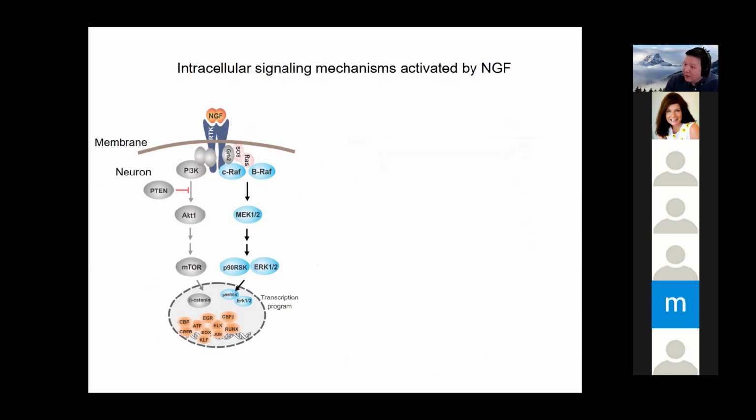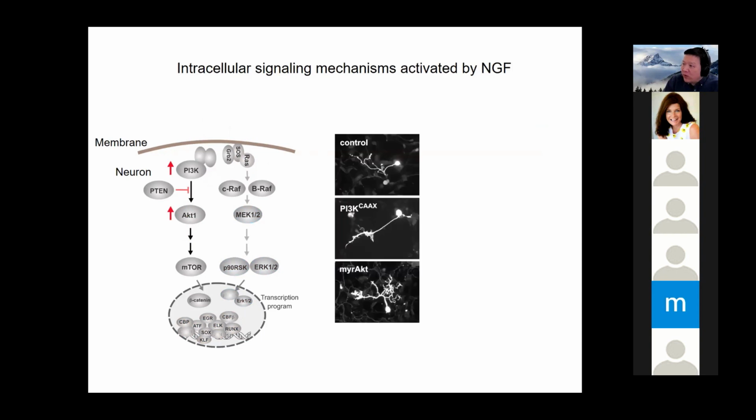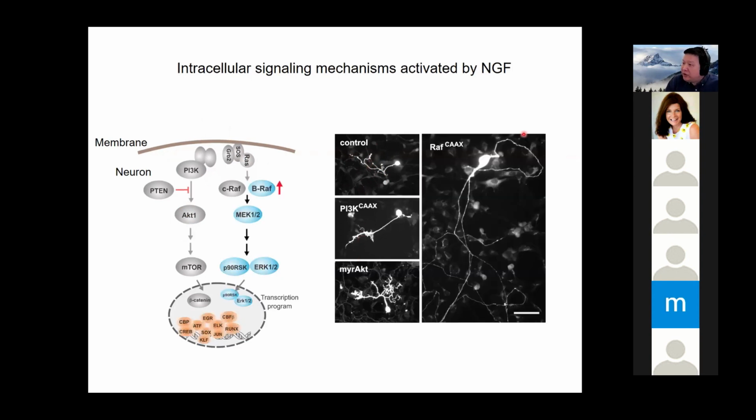So we ask, which of these molecules drive the axon growth? In a petri dish, when we activate PI3K and AKT in DRG neurons without NGF, axon elongation remains unaffected compared to the control neurons, as you can see here. In contrast, activation of the BRAF protein by itself could completely mimic the axon growth effect of the NGF. Here you can see the very long axons.